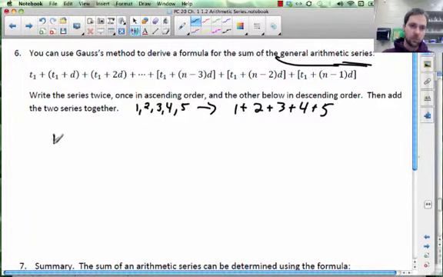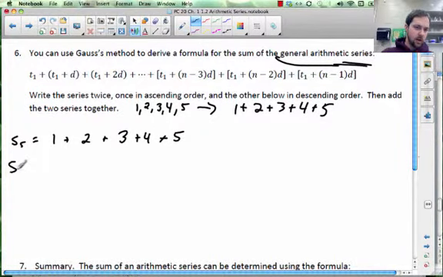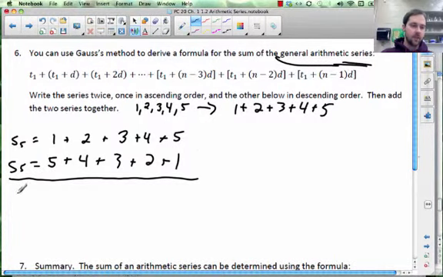So he went 1 plus 2 plus... So this is the sum S sub 5, so the sum of the first 5 terms. 1 plus 2 plus 3 plus 4 plus 5. Pretty simple. And we also have it S sub 5 in descending order. 5 plus 4 plus 3 plus 2 plus 1. Now let's add up these two rows and see what happens.